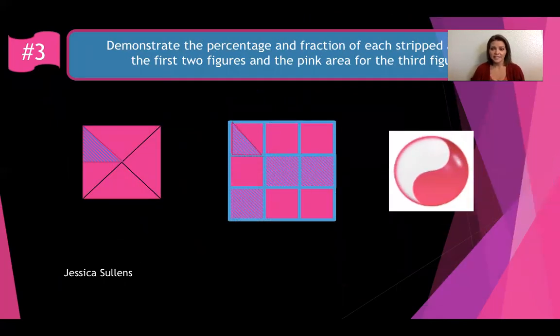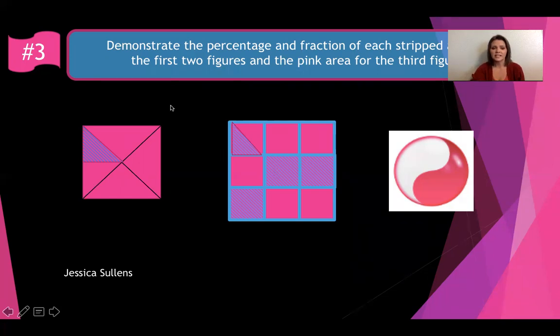What we're going to do here with these 3 shapes is demonstrate the percentage and fraction of each striped area for the first 2 figures and the pink area for the 3rd figure. So we have 3 different shapes here, and you can see that this one is broken into 4 equal areas. This one has 1, 2, 3 by 3, so that would be 9 equal areas. And this one is 2 equal areas.